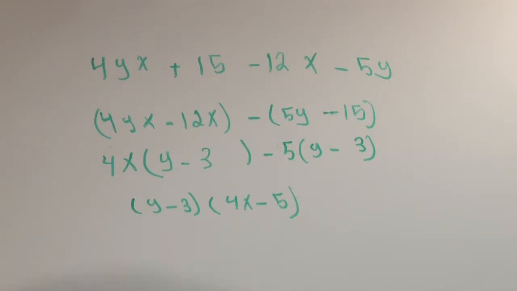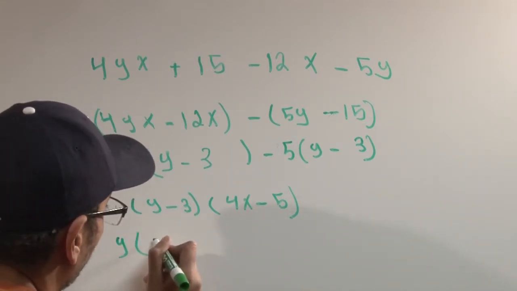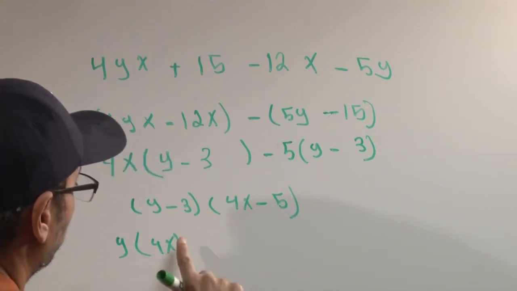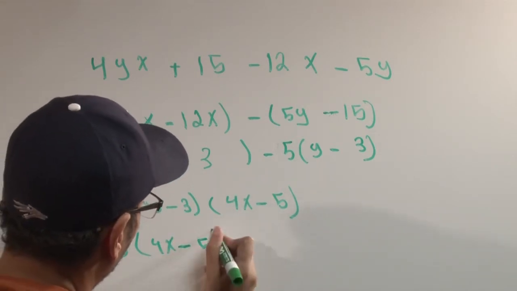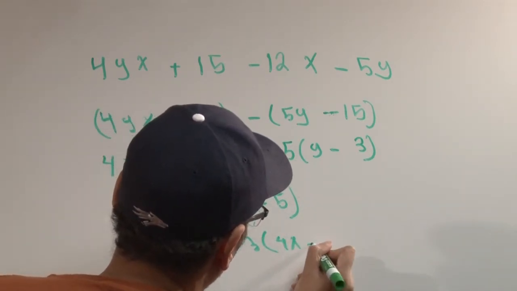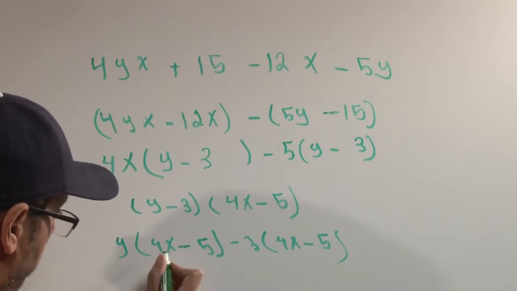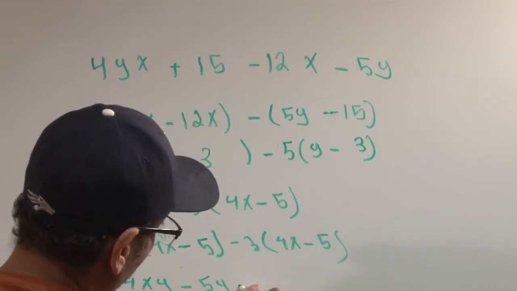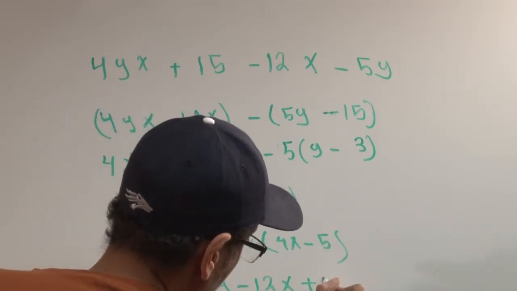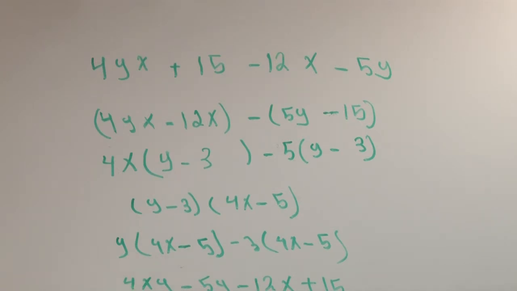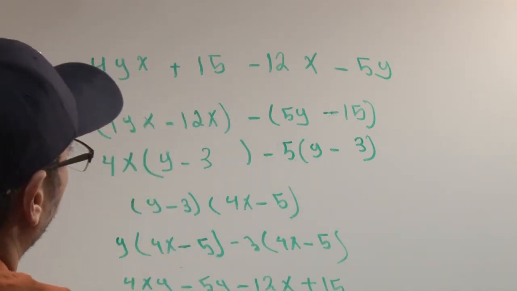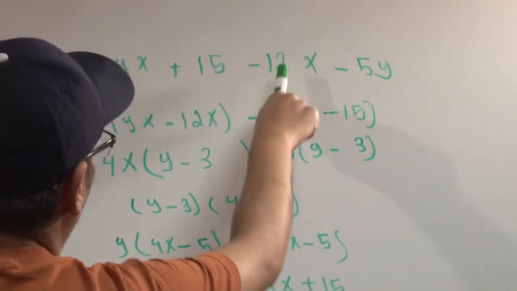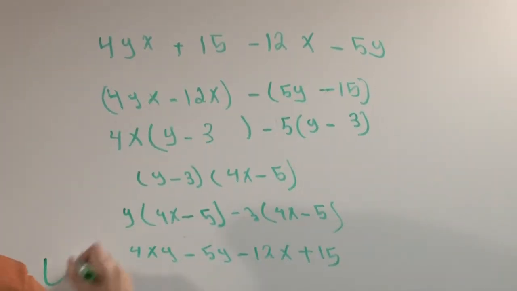Again, I need to check that to make sure that my answer is correct. Especially, this is a tricky one. So y times 4x, excuse me, 4x minus 5, minus 3 times 4x minus 5. So we get 4xy minus 5y minus 12x plus 15. 4xy minus 5y minus 12x and 15. Correct.